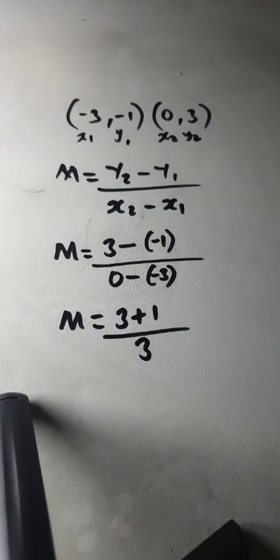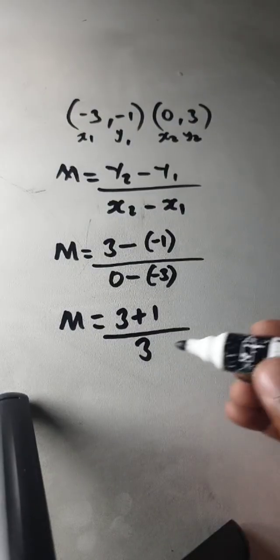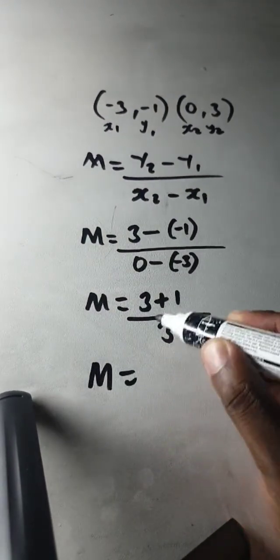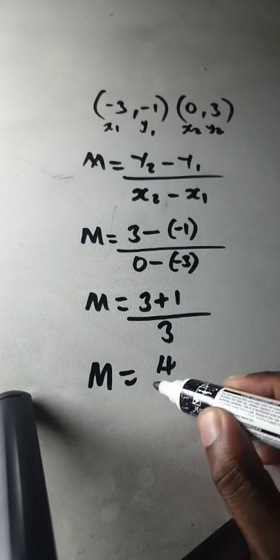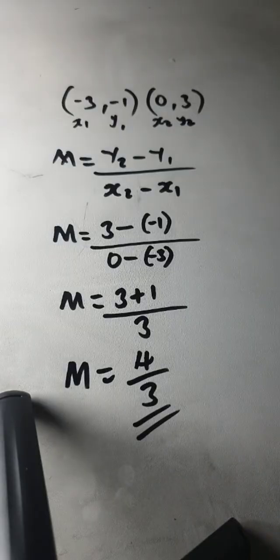Okay? Ladies and gentlemen, my genius friends, let's proceed. We have gradient is equal to 3 plus 1 is 4 over 3. That's our gradient. So the question asks us to find the gradient. That's how we find the gradient. Immaculate.